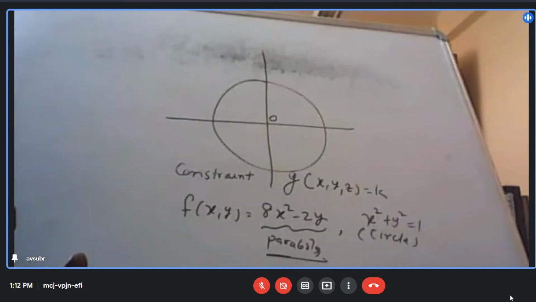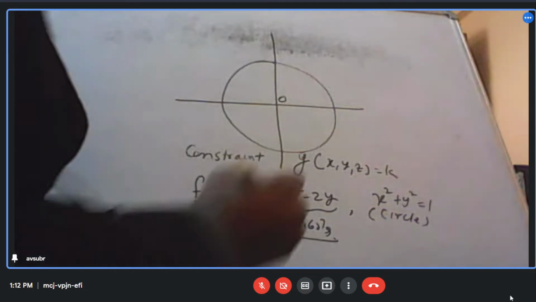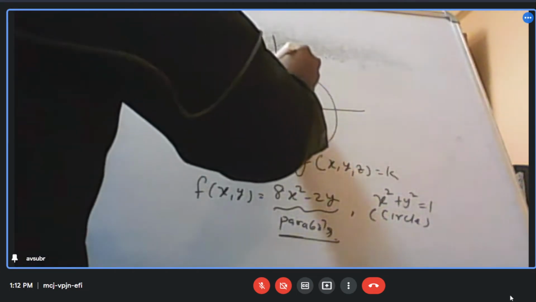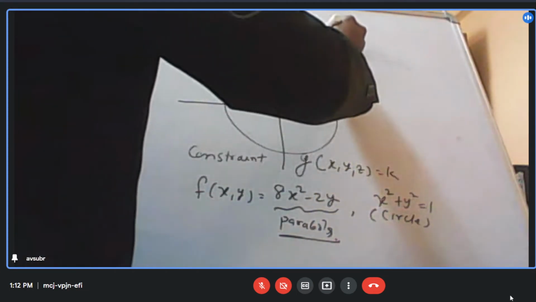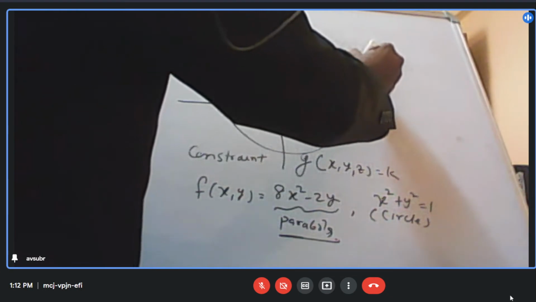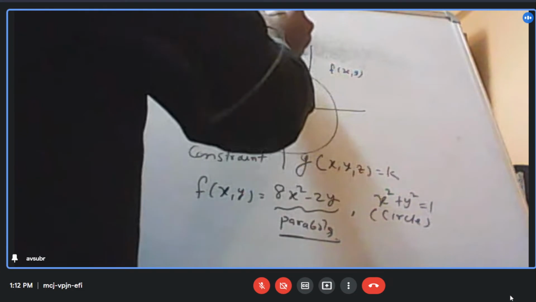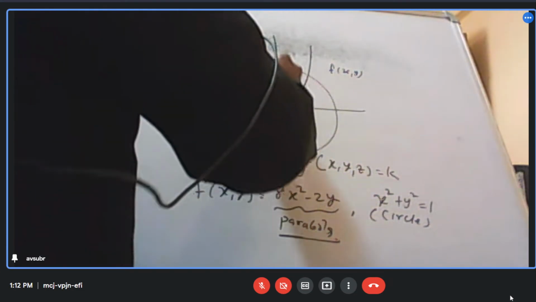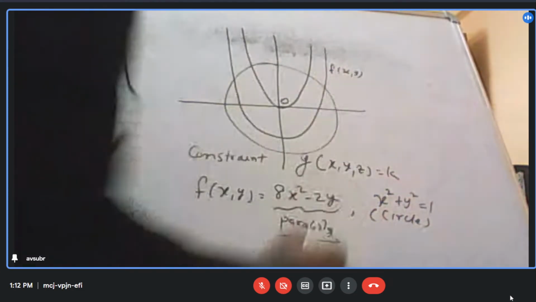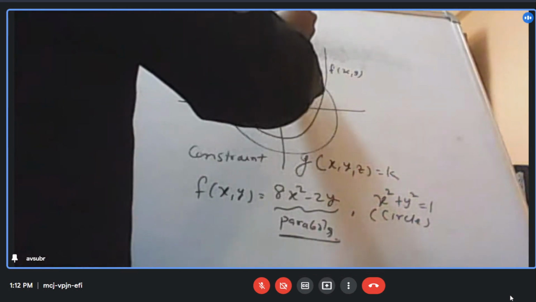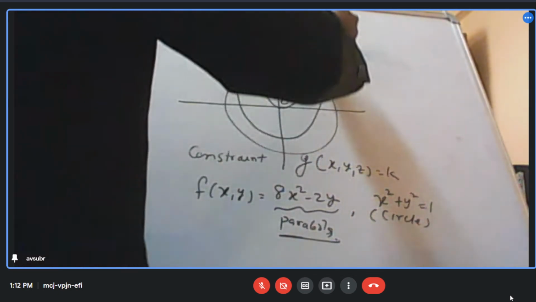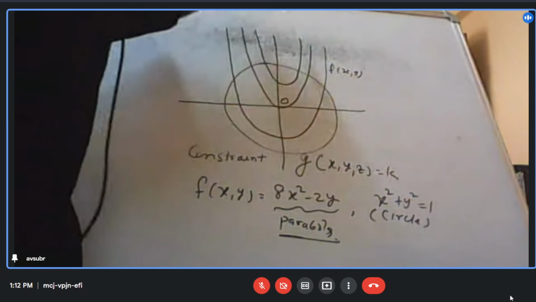Let us plot this parabola. So you may get something like this. For one kind of k, this is f. For different values of k, you may get this. For different values of k, you may get this. This is symmetrical actually.